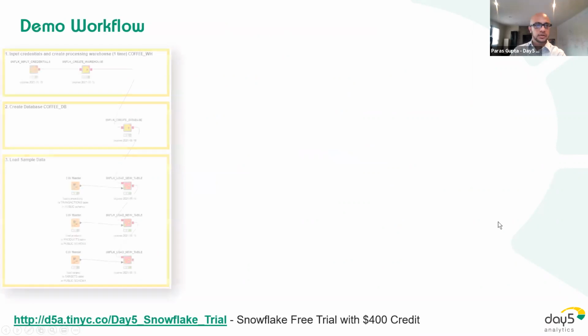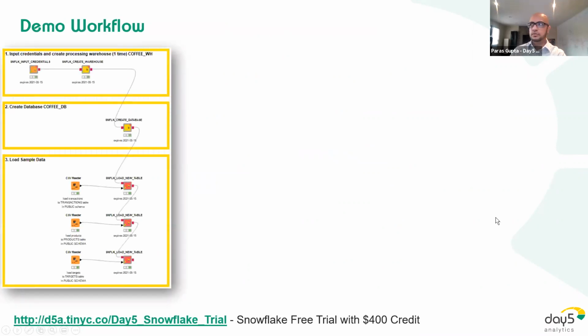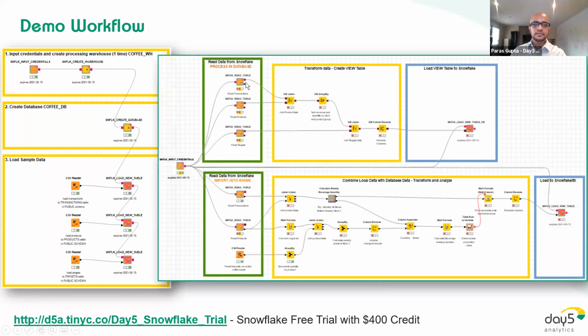Okay, so I'm just going to jump into the demo workflow in a second. There don't look like there are any questions at this point. What I'll talk about in the demo workflow is how you would connect to Snowflake with the credentials, create a warehouse, then create a database, and load certain tables. And then the second part of this would be how to process this data from within KNIME. If there are any questions, please ask, and we will get to them after the demo.